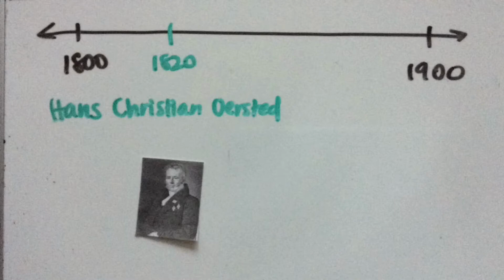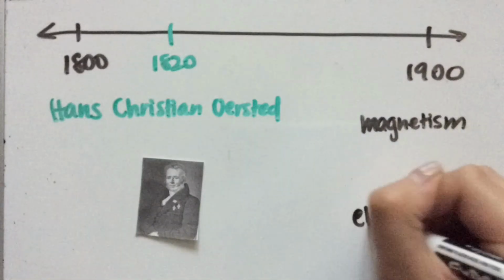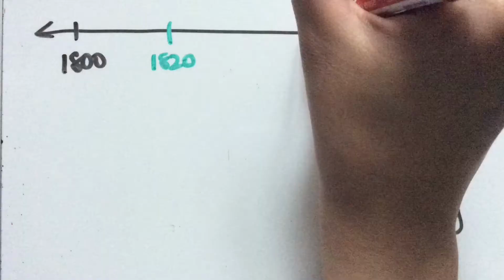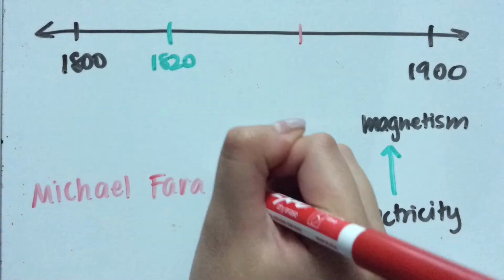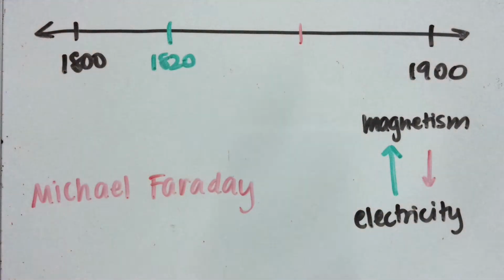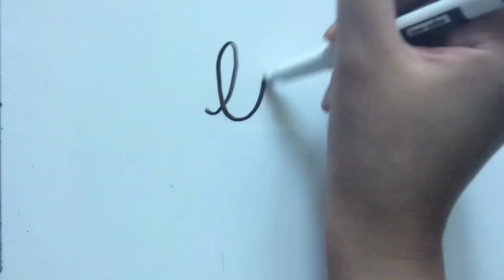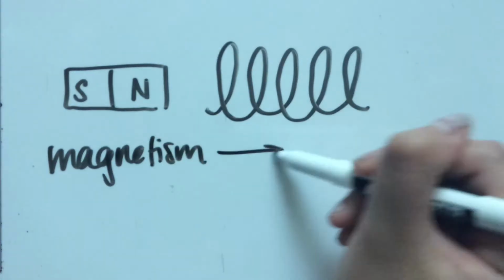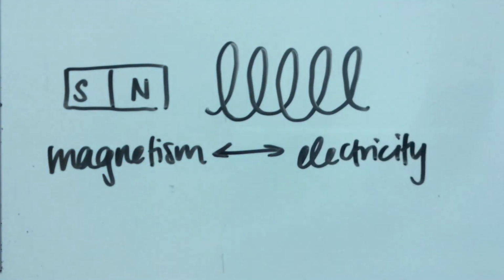In 1820, he observed that a compass needle moved when placed next to a current flowing through a wire. Michael Faraday further refined and developed these concepts later that century with an induction experiment. By inducing a current in copper wire with a magnet, Michael Faraday further explained the interrelation between magnetism and electricity, with the idea that magnetism can induce an electric current.